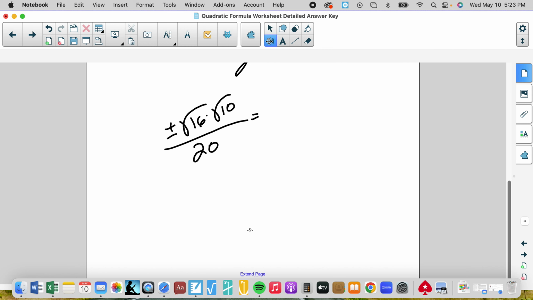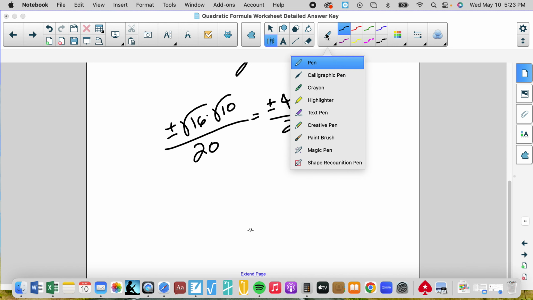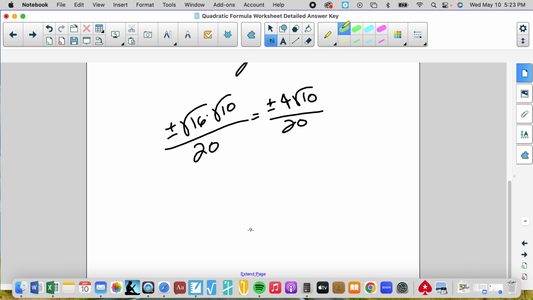So we're going to do plus or minus. Square root of 16 is 4. Rad 10 has no perfect square factors in it. Over 20. Now, we can simplify this. This was a major problem on the radical assessment. Lots of people did not simplify outsides with outsides. We can simplify those, sooner or later.